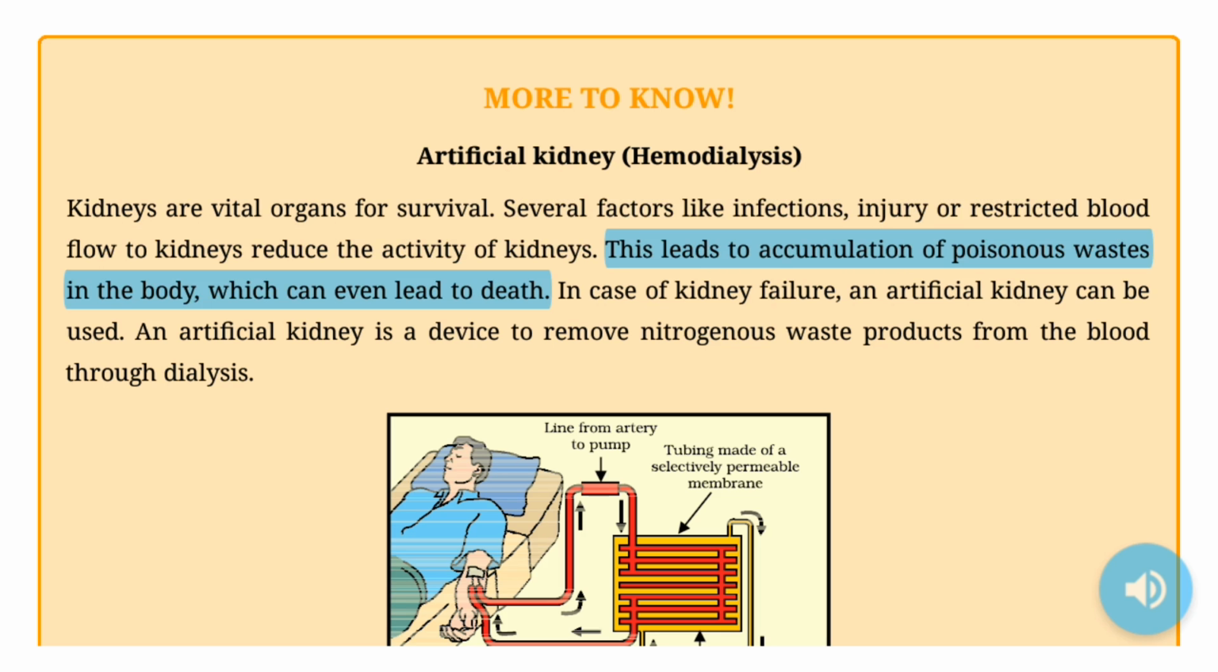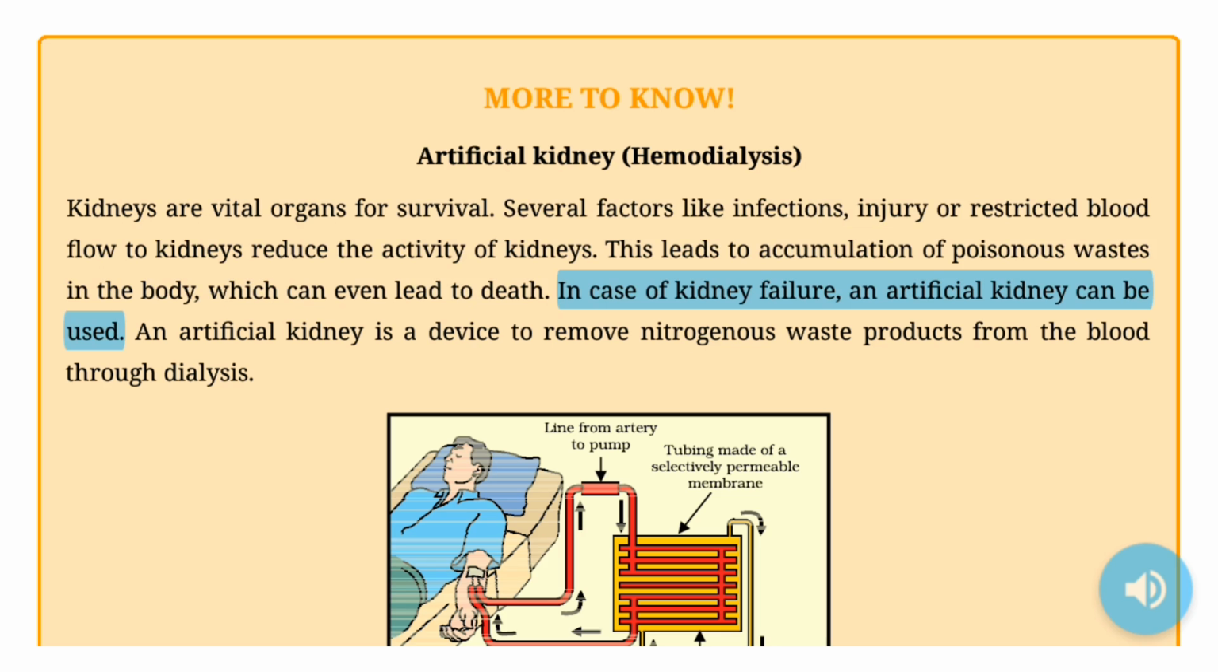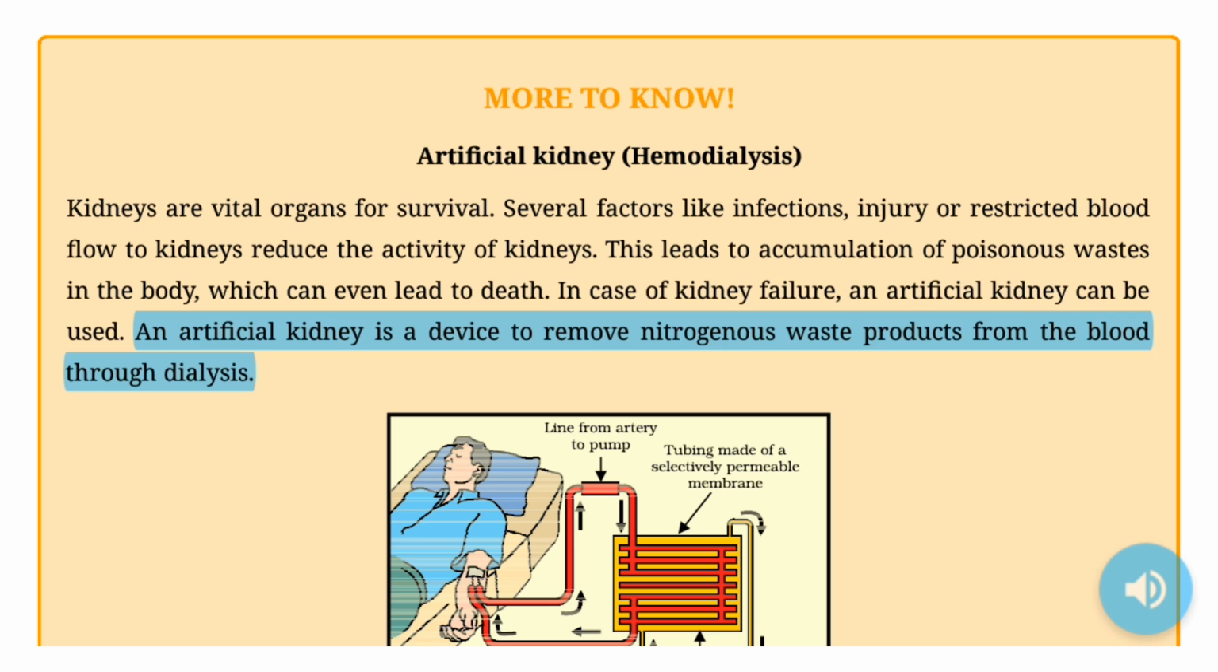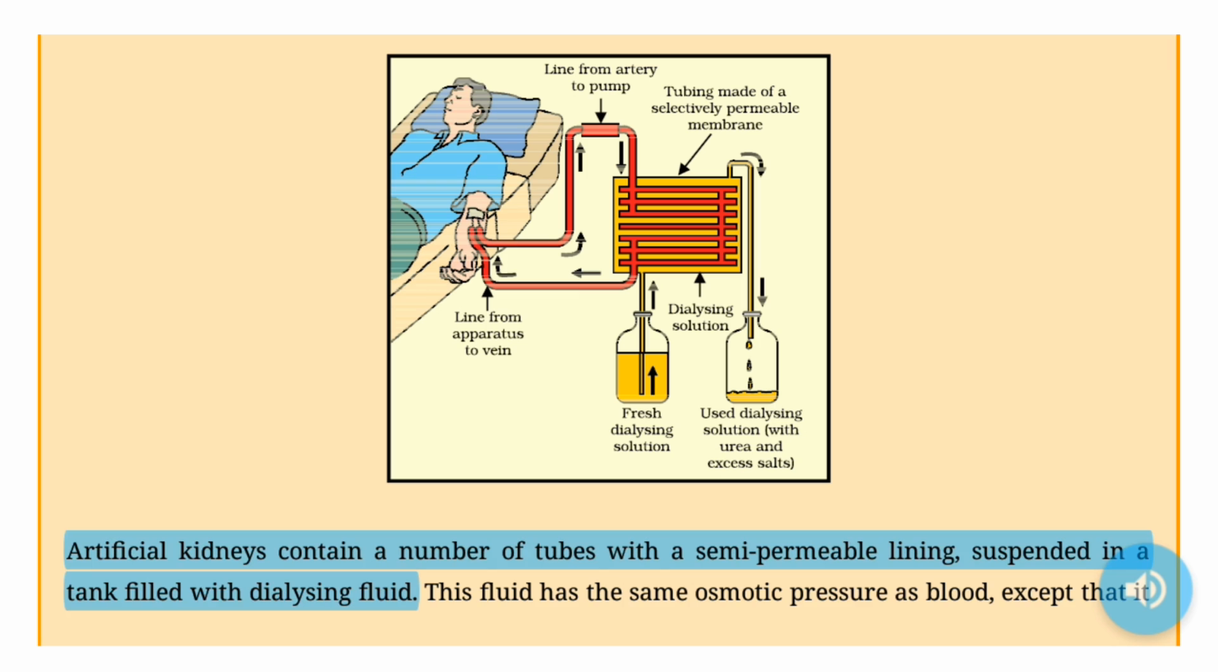This leads to accumulation of poisonous wastes in the body, which can even lead to death. In case of kidney failure, an artificial kidney can be used. An artificial kidney is a device to remove nitrogenous waste products from the blood through dialysis. Artificial kidneys contain a number of tubes with a semi-permeable lining, suspended in a tank filled with dialysing fluid.